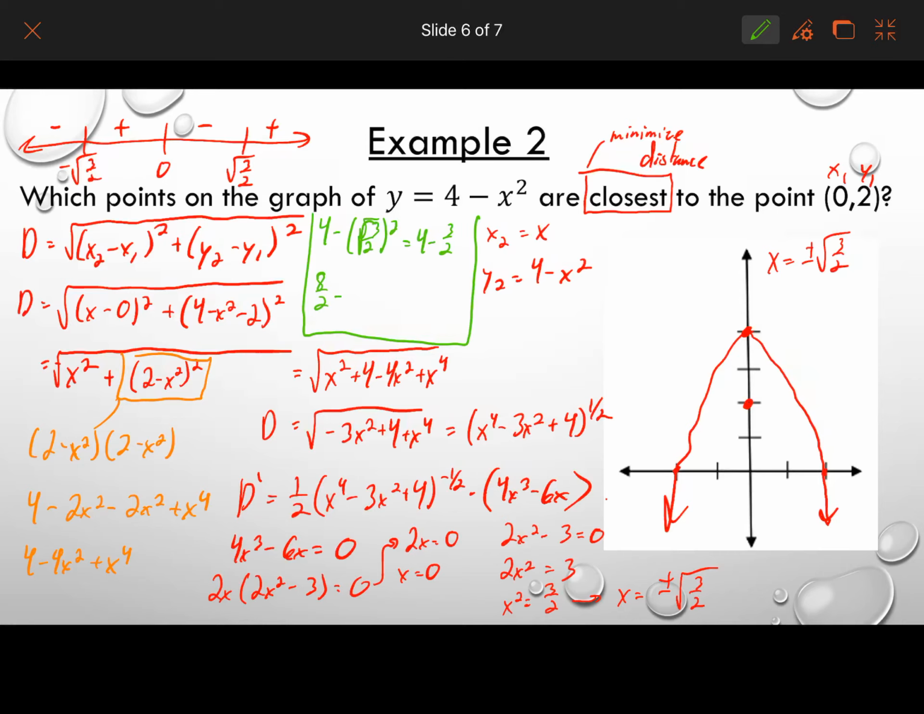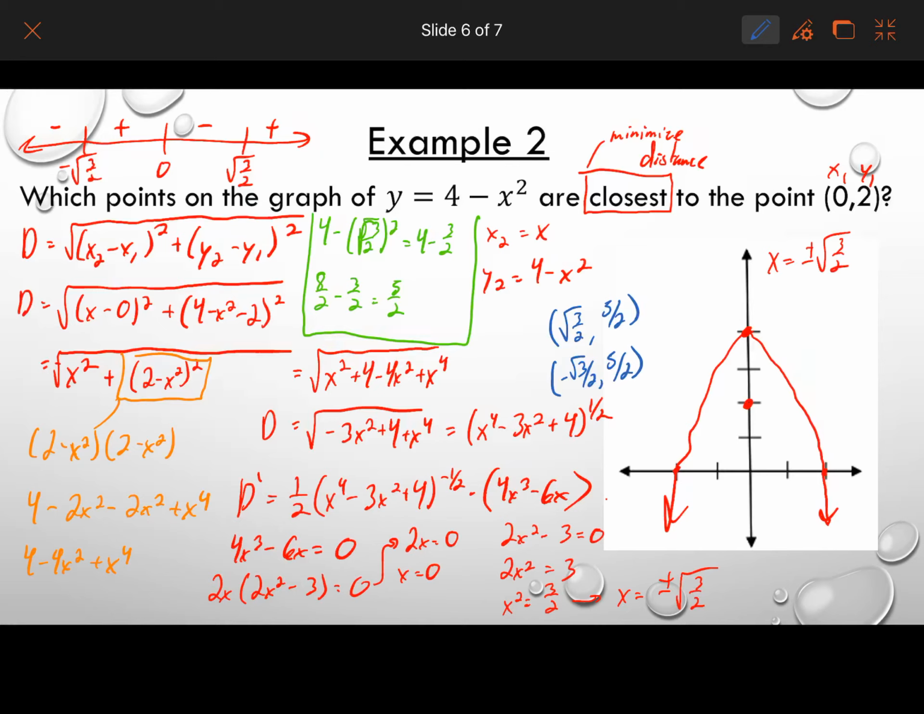Well, 4 is just the same thing as 8 over 2. So 8 over 2 minus 3 halves. So 5 halves. And you get the exact same y value if you tried negative radical 3 over 2, since the squared would just take out the negative. So it looks like our two answers, let me use blue, are positive radical 3 over 2, comma 5 halves, and then negative radical 3 over 2, comma 5 halves.